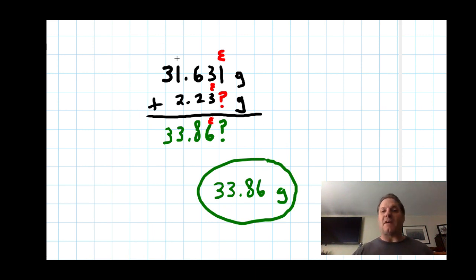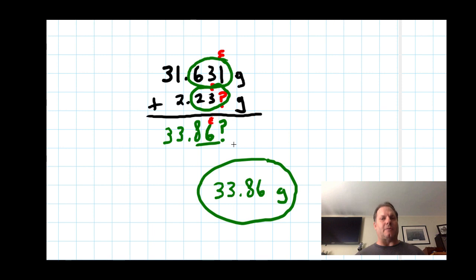You'll notice from our previous rule, the number of decimal places in each measurement has to be figured out. Remember our rule that when adding or subtracting sig figs, the answer can contain only as many decimal places as the measurement with the fewest number of decimal places. There are 3 decimal places here, there are 2 here, so really I can only report 2. Hey, that makes sense, doesn't it?